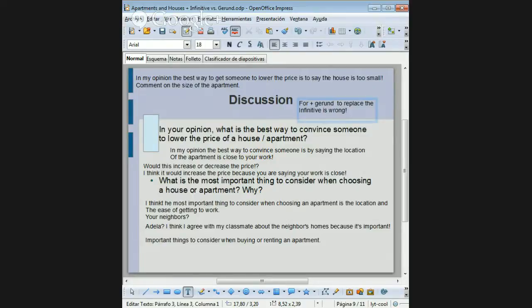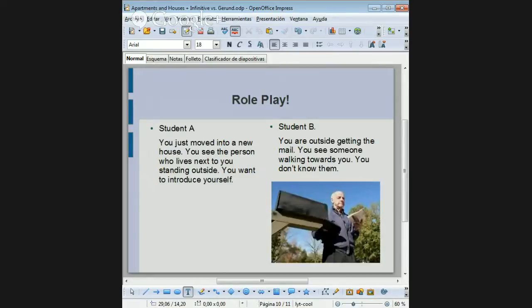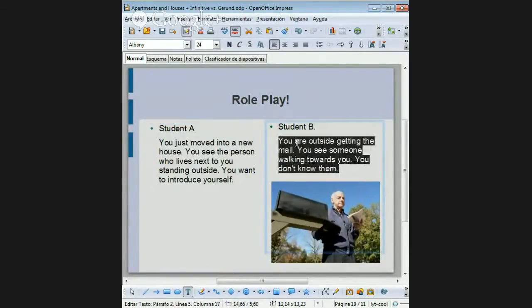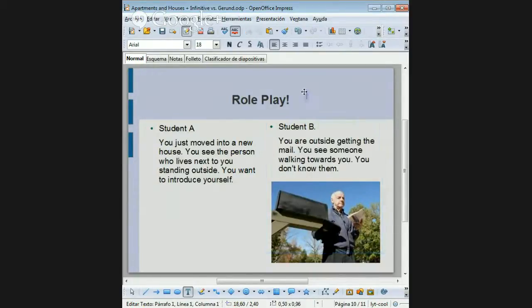Okay, so hopefully not. Let's go on to the next page. Let's have Oscar. Can you read the first role? Yes, teacher. You just moved into a new house. You see the person who lives next to you standing outside. You want to introduce yourself. Good. Okay, and let's have David. Can you read person B? Okay. You are outside getting the mail. You see someone walking towards you. You don't know them.